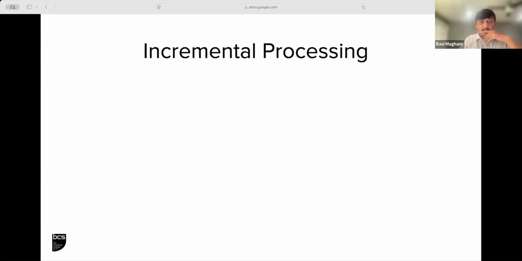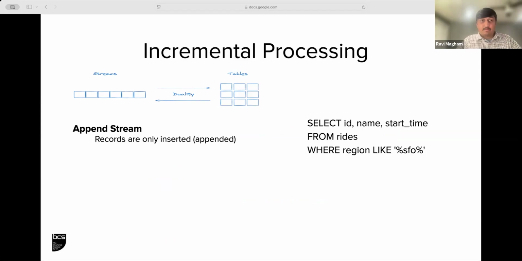The other is it also supports incremental processing, where it treats streams and tables as a duality. Say, for instance, you have a query where you just want to compute the ID, name, and start time where region is like SFO, and you want to compute it from the rides table, a stream of data, right? So what happens is you're going to get continuous outputs generated from this query as it's running on an ongoing basis.